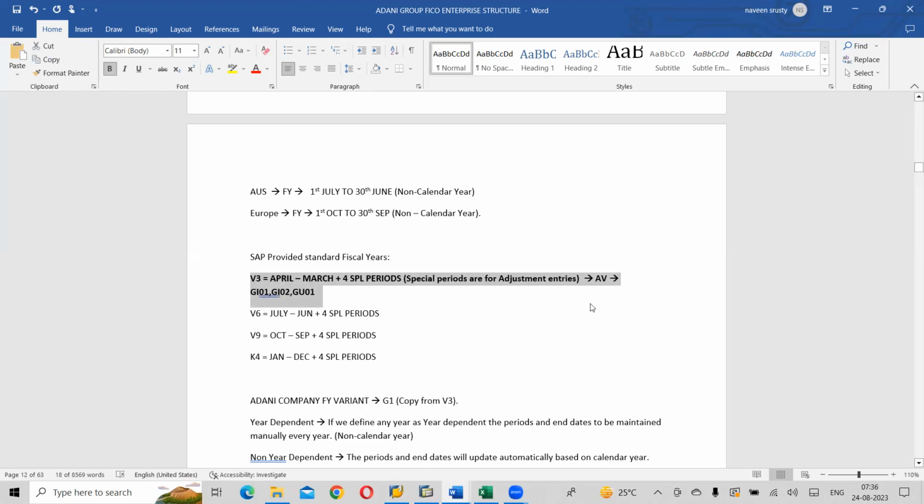So according to availability, I'll take the naming convention. We will copy from V3 and create our own variant, and after copying, we will assign it to 3 different company codes. Clear, everyone? Yeah, clear.